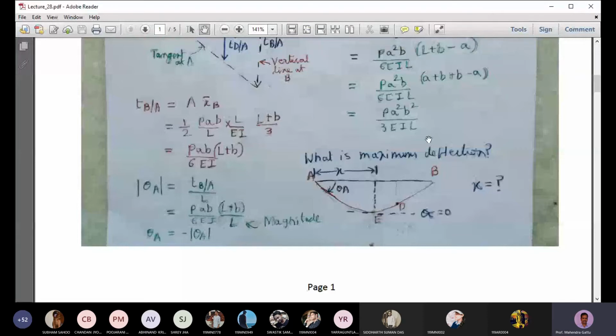We already know theta A. Theta A is given. Means theta A we just found out. So how will you find the x distance?